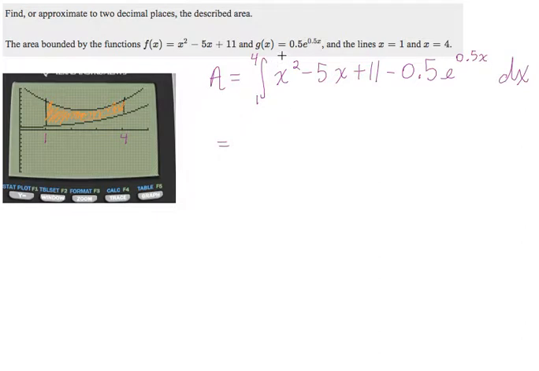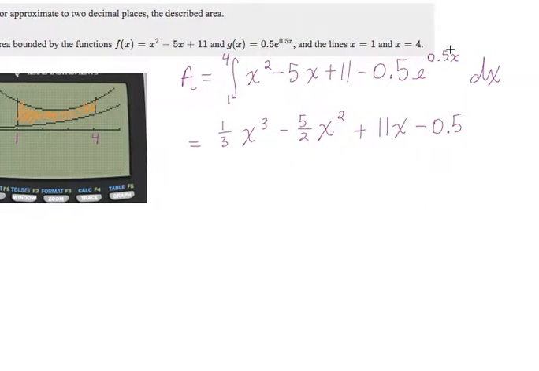Okay, then the integral of x squared is 1/3 x cubed. The integral of minus 5x is minus 5 halves x squared. The integral of 11 is 11x. Okay, for the integral of 0.5 e to the 0.5x, the 0.5 stays out front, so it's minus 0.5 times the integral of e to the 0.5x. This is using that special exponential rule.